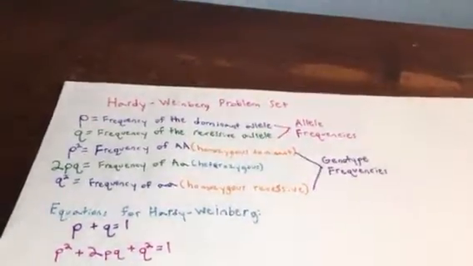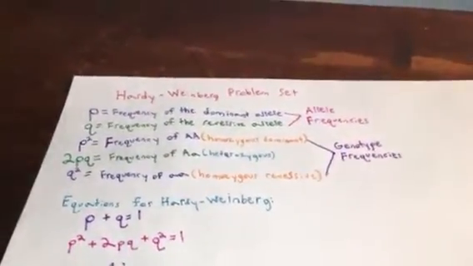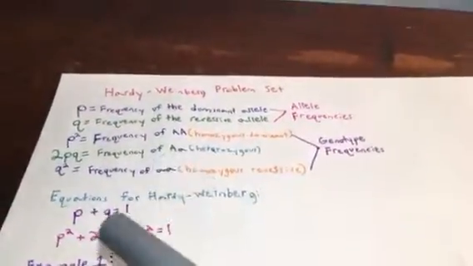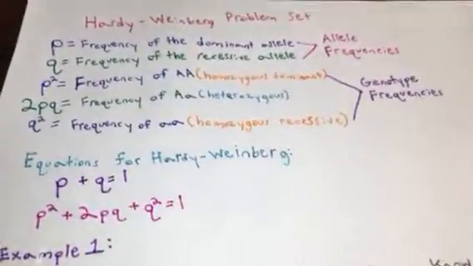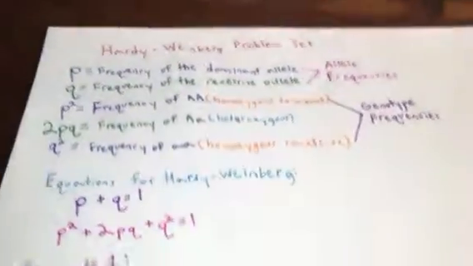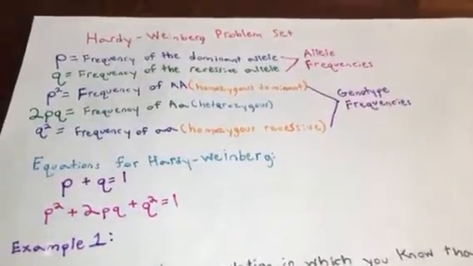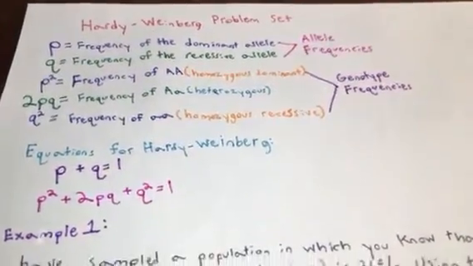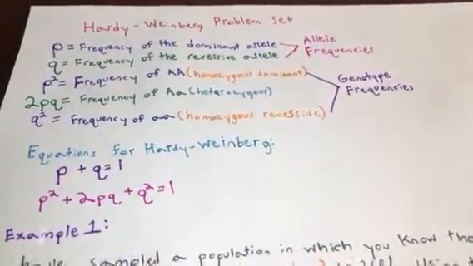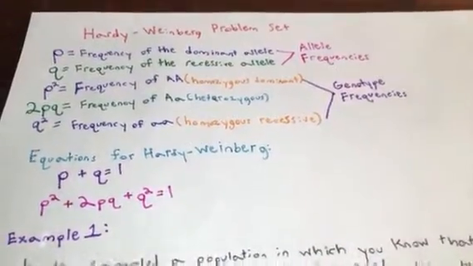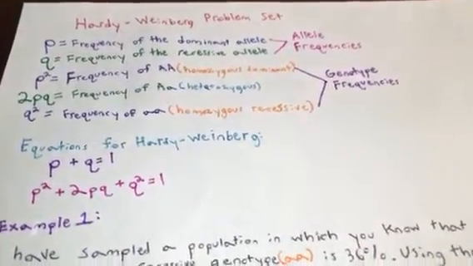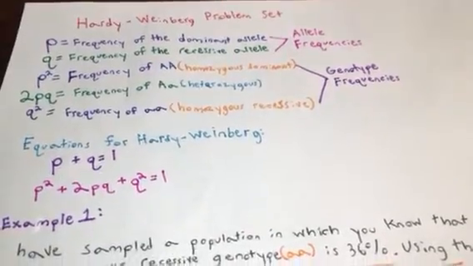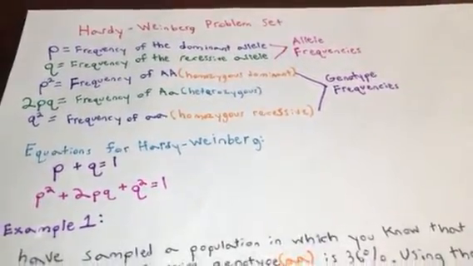So the first thing you should know is that when you're talking about Hardy-Weinberg, the p means the frequency of the dominant allele and the q means the frequency of the recessive allele. So the p would normally be like the capital A or the capital B, the dominant trait. And the q would normally be the lowercase a, the lowercase b, for the recessive allele.